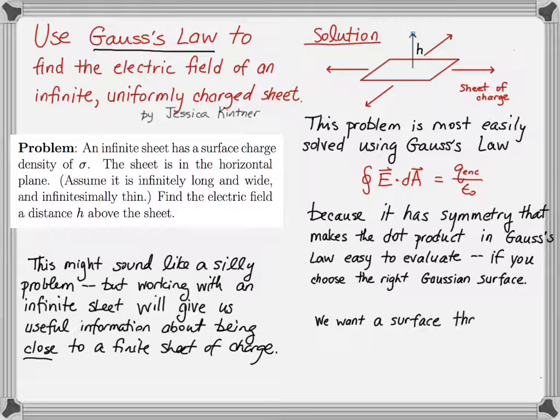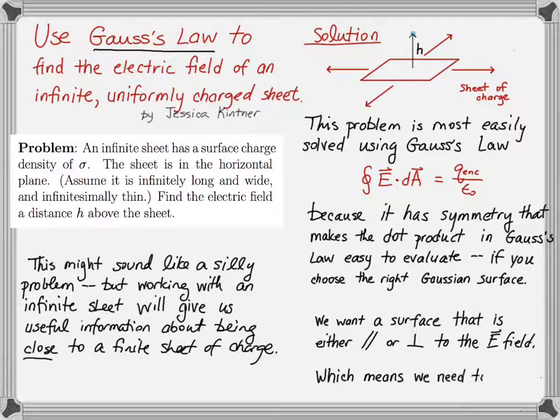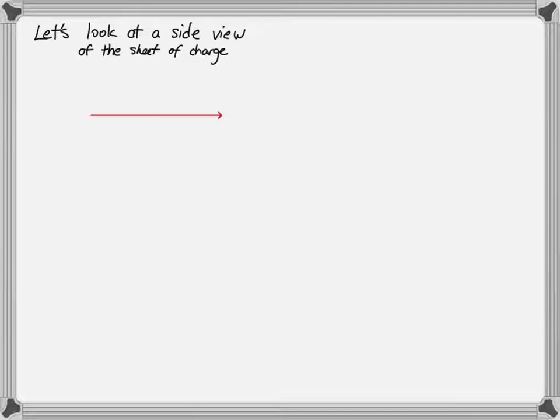That's a nice trick, and like I said, because a plane has good symmetry, that makes it pretty easy to do. So that means we need to know the direction of the electric field before we can figure out what surface would be parallel or perpendicular. So let's see if we can figure that out. I'm going to look at a side view of the sheet and try to make an argument for you about which direction it should be.